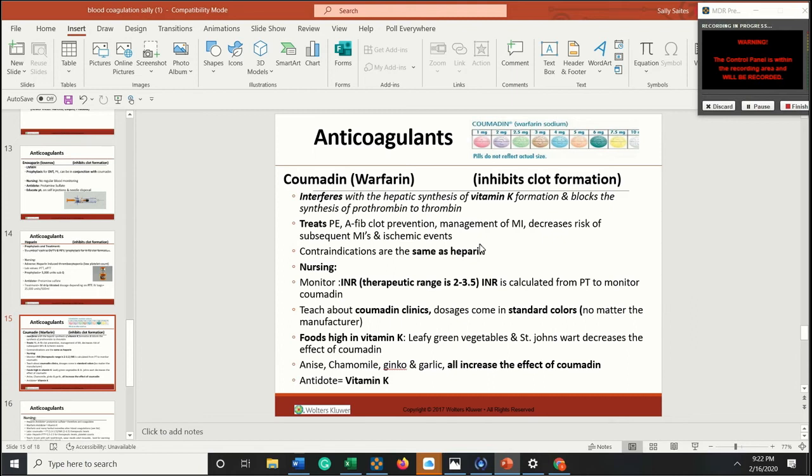It's very common. However, like I stated before, it's not very convenient for the patient because they have to go get their INRs checked all the time. So it's a very strong medication that can really adjust levels very quickly. The contraindications are the same as heparin. Here we monitor the INR. Remember, the INR is calculated from the PT. Okay, it's calculated from the PT, but it's a more specific lab for Coumadin.